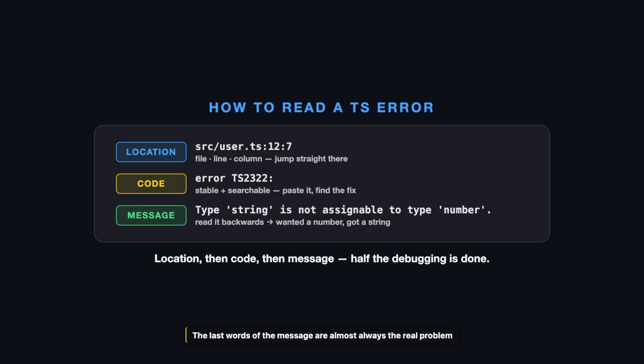One more thing. TypeScript errors often come in a little chain, a main error followed by extra notes that add detail. Read the first line first, the notes are just supporting evidence. Get comfortable scanning location, then code, then message, and honestly half of your debugging is already done before you change a single line.